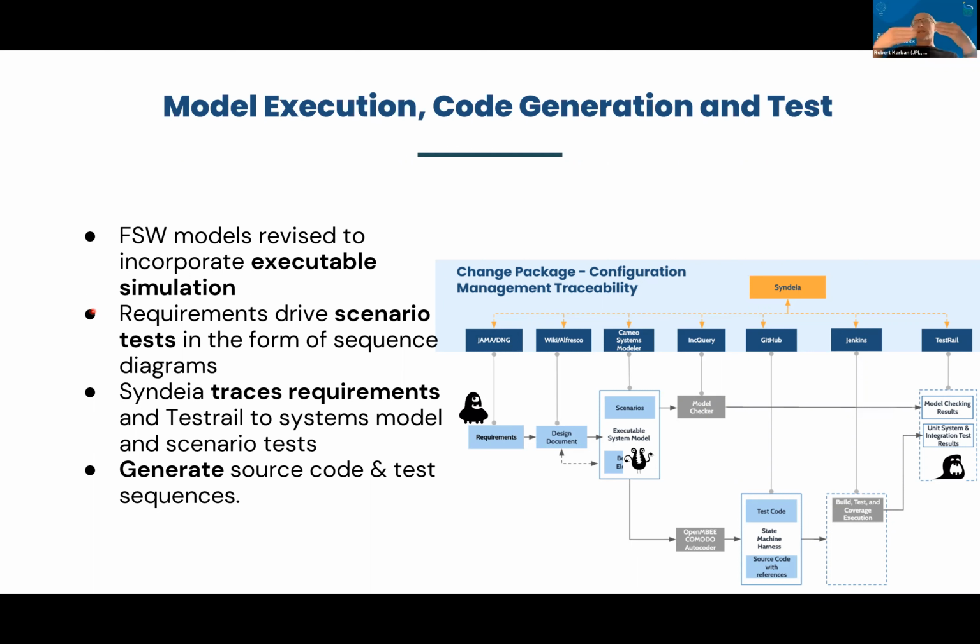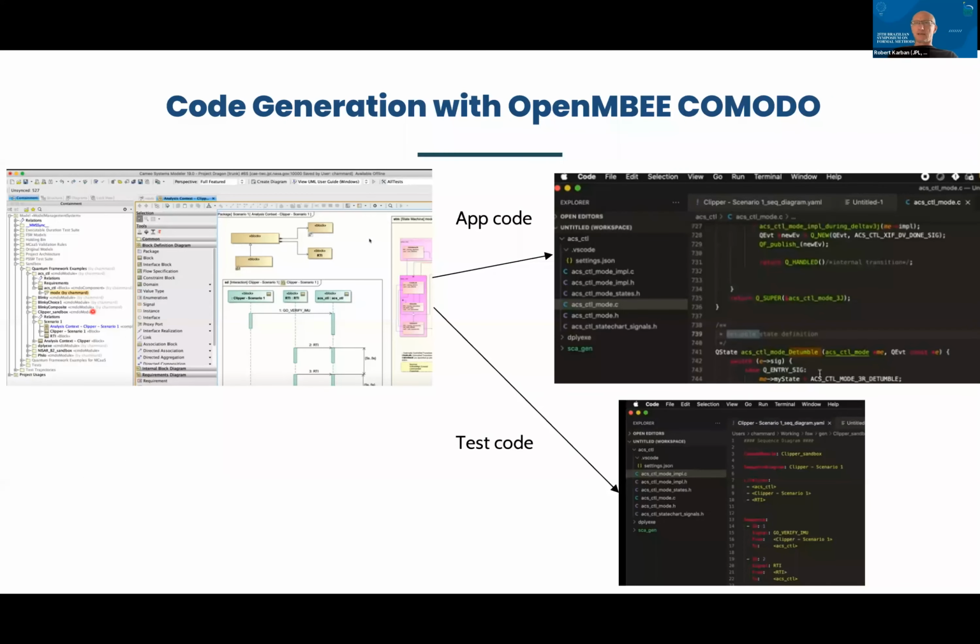So you have again with Syndeia would trace requirements and to the system model and the scenarios that were produced and used to test the model and the generated code, and then you would generate the source code, not only the source code, but also test sequences. So here is a little example.